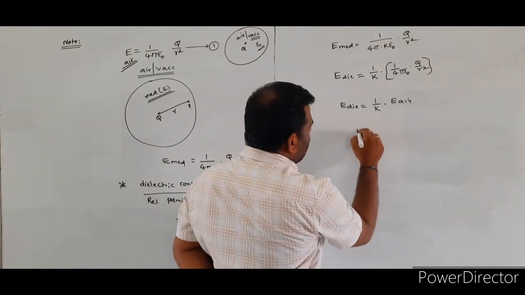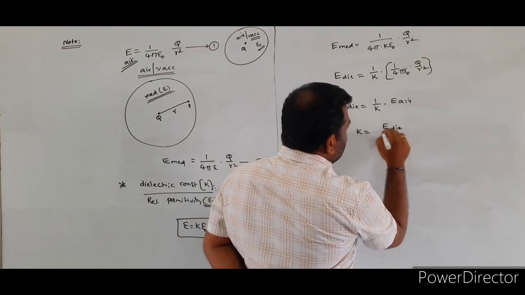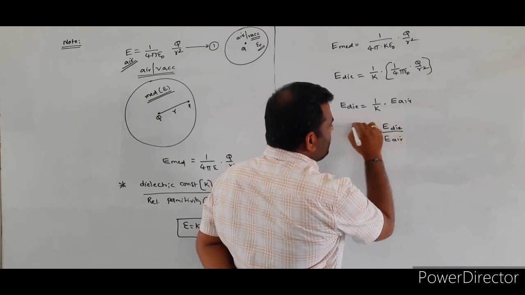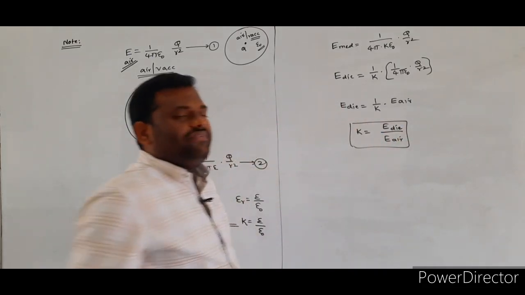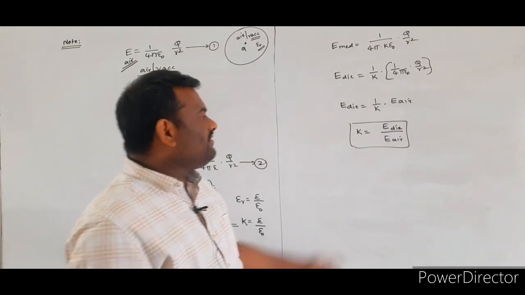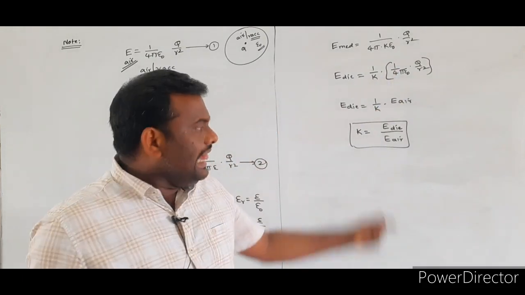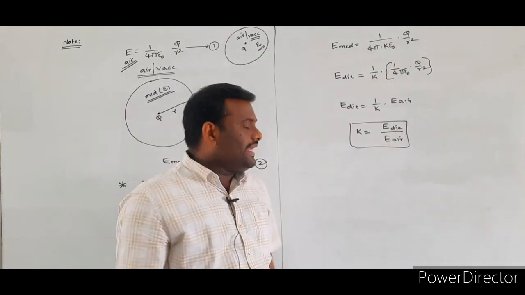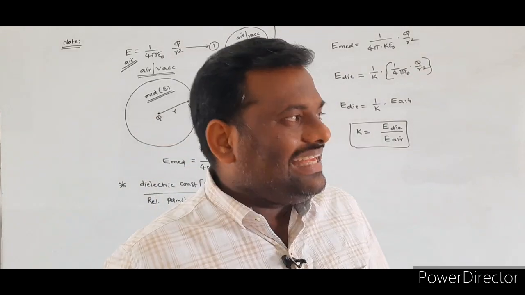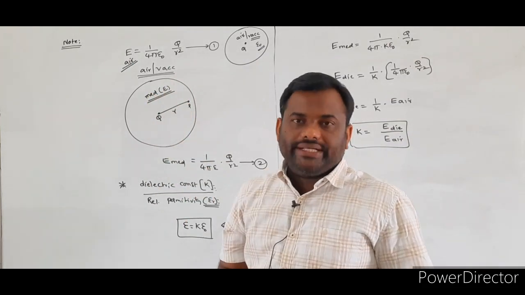From this, I will define the dielectric constant K as the ratio of the electric field intensity in the dielectric medium to the electric field intensity in the air medium. This is the dielectric constant. So this is the complete information about the electric field intensity due to an isolated point charge.